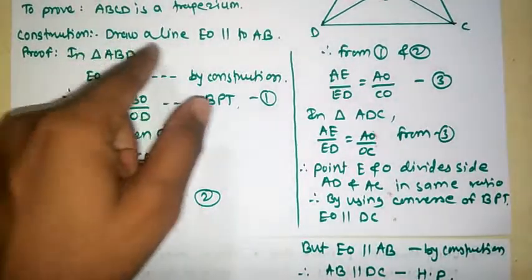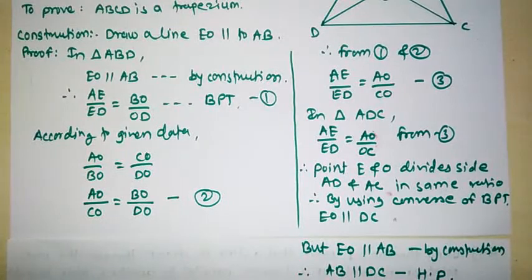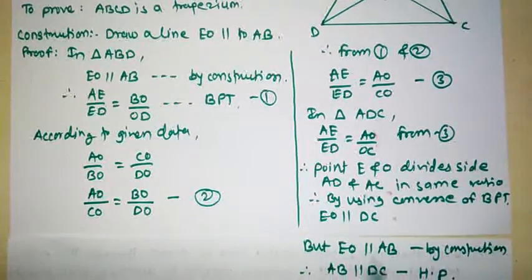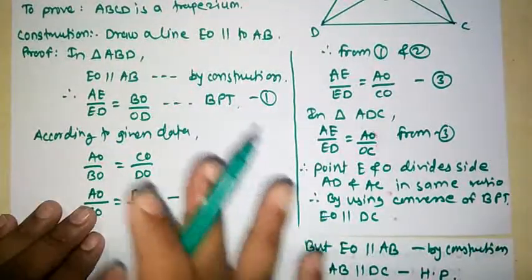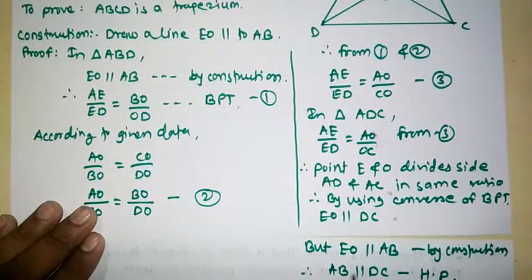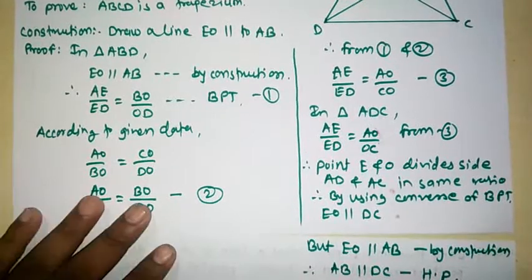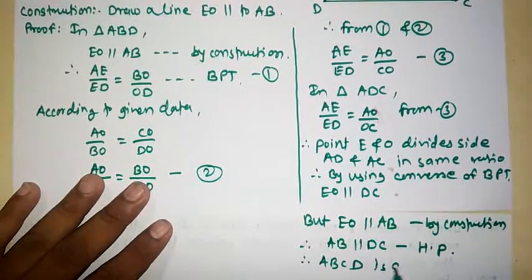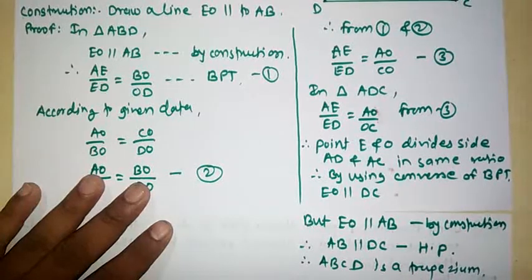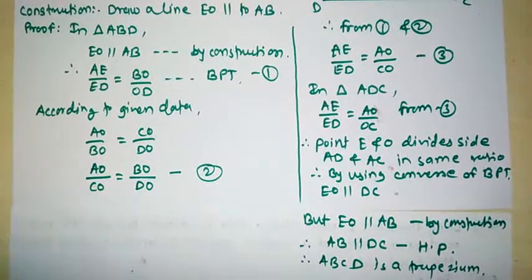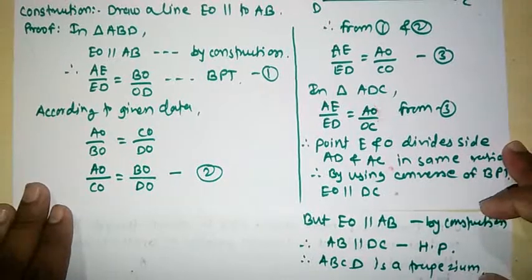Sorry, what we want in the proof? ABCD is a trapezium, we have to prove here. If I got here AB is parallel to DC, therefore ABCD is a trapezium. Copy down everything.